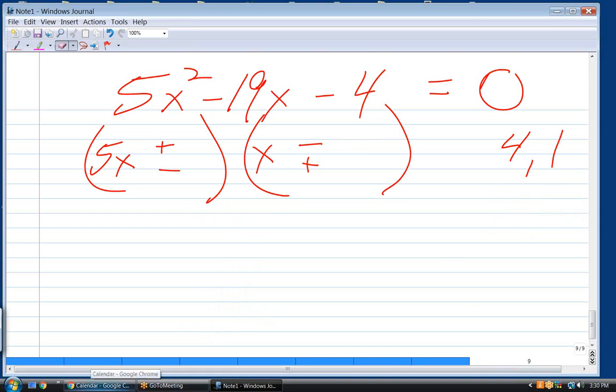So you learn a lot from the first trial. In other words, when you guess what the factors might be and you fill it in, it's trial and error. Just start with any two numbers. And then when you figure out what the middle term is, that tells you a lot of information.